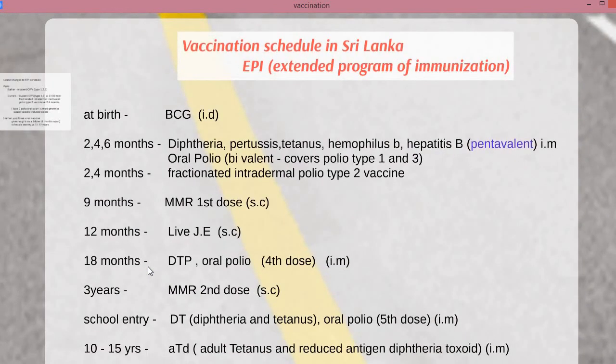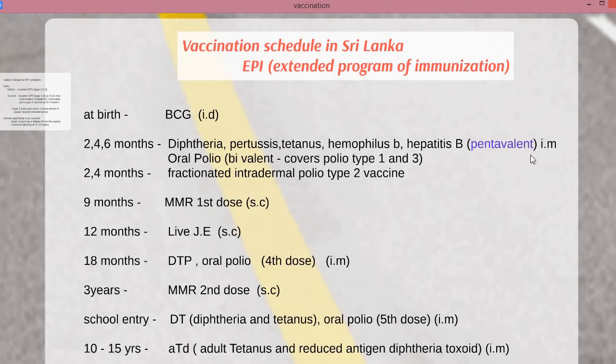Then we will move into the vaccination schedule in Sri Lanka. This is called the Extended Program of Immunization, or EPI in short form. So in Sri Lanka at birth, we give the BCG vaccine, which is given as an intradermal vaccine. Then at 2, 4 and 6 months, we give the pentavalent vaccine. Penta means 5. So the pentavalent vaccine covers 5 organisms: diphtheria, pertussis, tetanus, Haemophilus B and hepatitis B. It is an intramuscular vaccine.